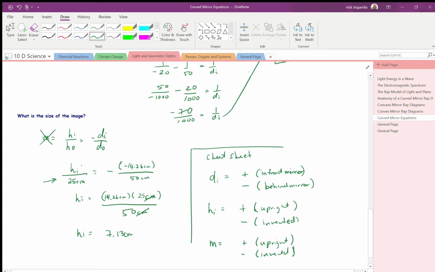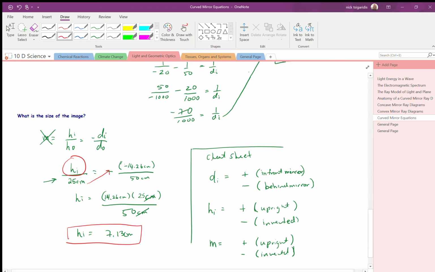So HI is what I'm looking for, and I'll do this in red here. I'm given my 25 centimeters, which is the height of my bird. I know that the image distance, which I just calculated in the previous part of the question, is negative 14.26, and I divide that by 50, because that's the distance of the object. When I take the 25 and move it up, I can solve for the value, and I get an HI of 7.13, which is what we would expect. We would expect the image to be very small, because that's what usually happens in these convex mirrors. You'll also notice that the sign in front of the H is positive, which means that it's an upright image.